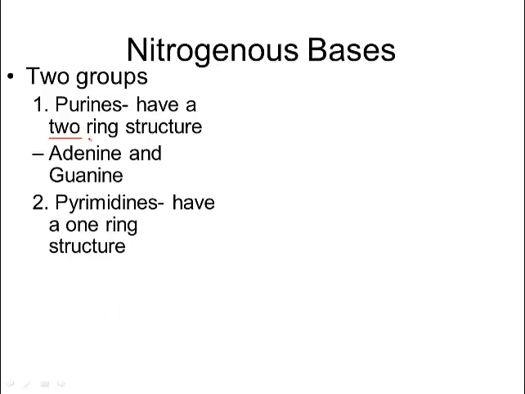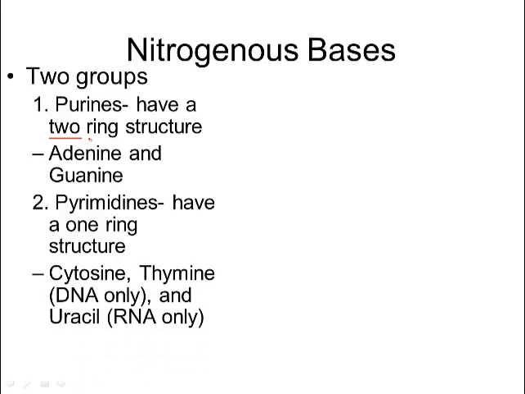And then the other group are the pyrimidines. Pyrimidines are actually smaller molecules. They have only a one ring structure to them. And there are three types of pyrimidines. There's cytosine, thymine, which is only going to be found in DNA, and there is uracil, which is only going to be found in RNA.